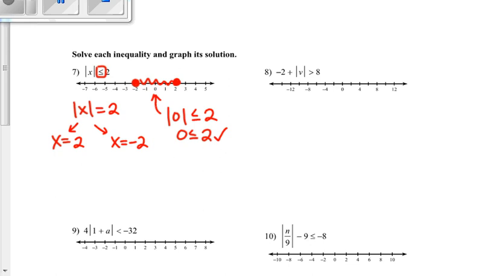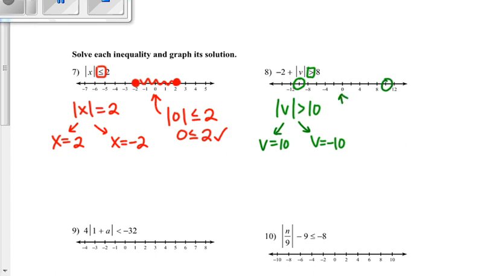On number 8, as I rewrite our inequality, I'm going to go ahead and add that 2 over. So again, the two equations would be v equals 10 and v equals -10. And those would be open points because there's no equal to. So we have 10 and -10. That would be here and here.